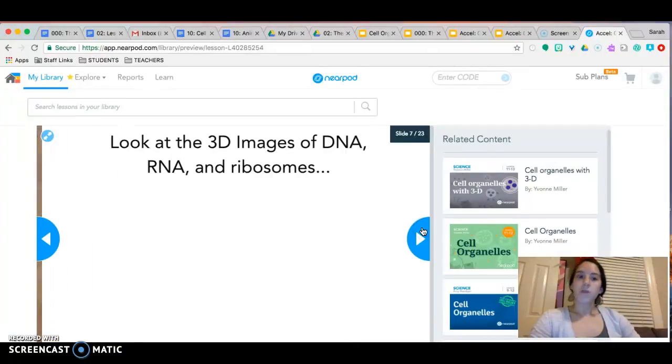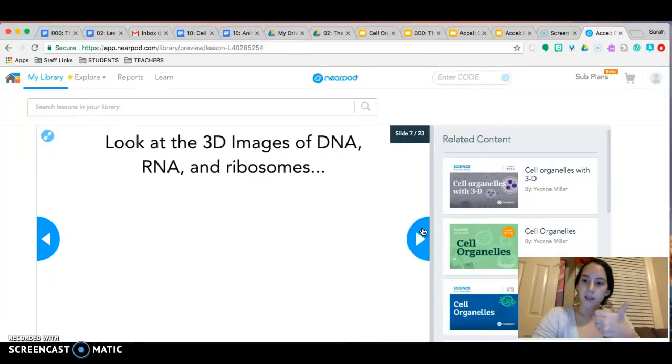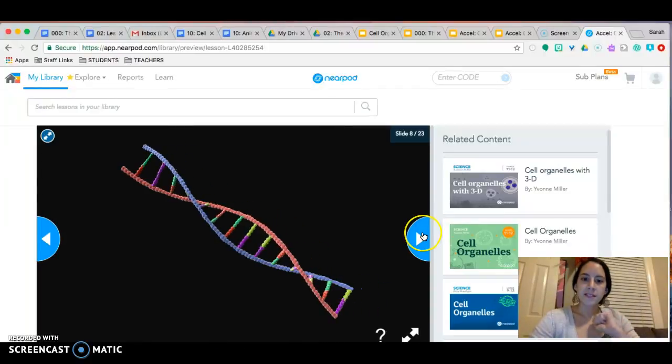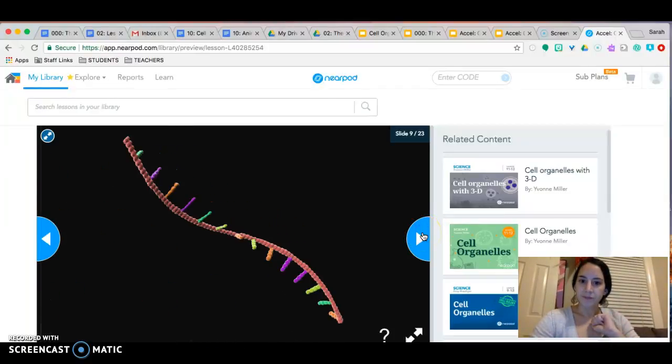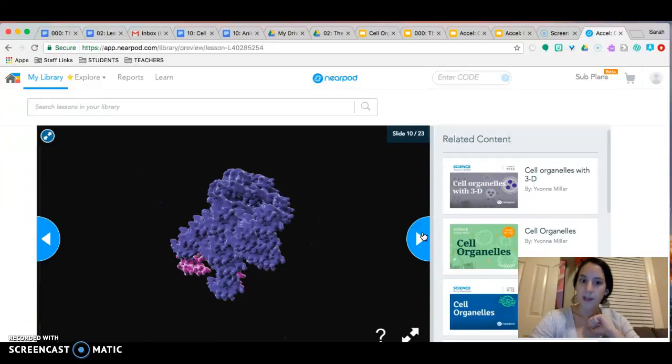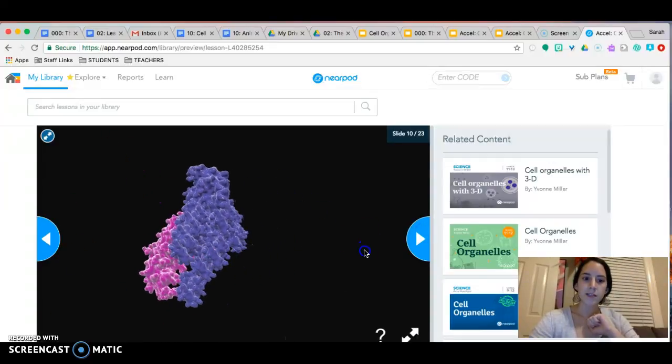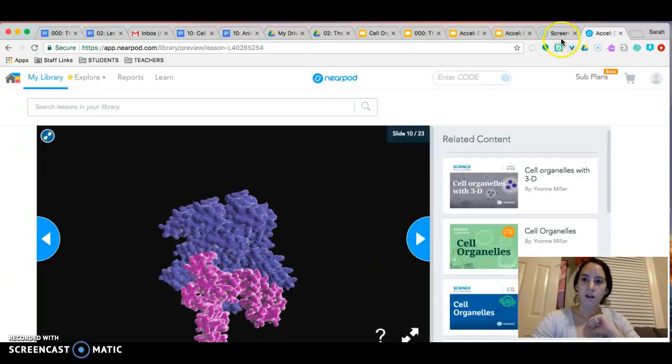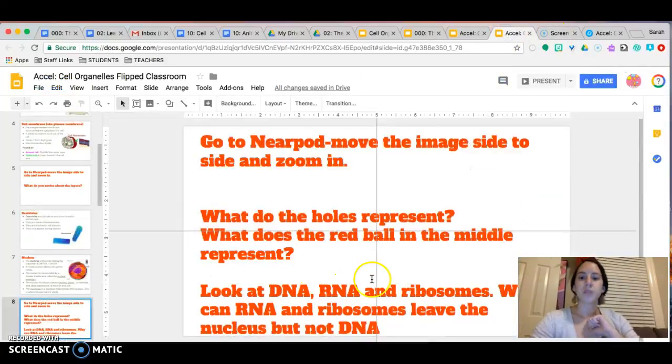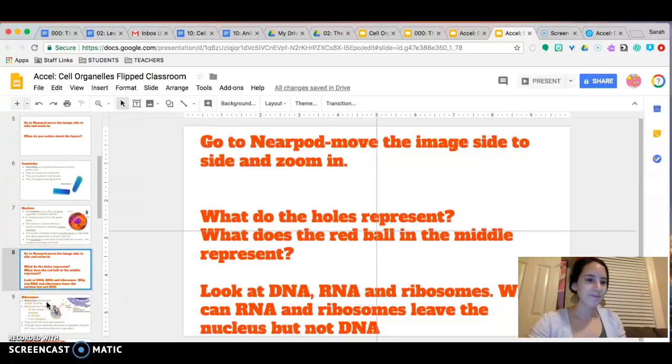You're next going to go ahead and look at a 3D image of DNA, RNA, and a ribosome. Looking at these images, we have DNA here, RNA here, and ribosomes here. Looking at these images and thinking of this, why do you think RNA and ribosomes can leave the nucleus through that nuclear envelope, those pores, but not DNA? Think a little bit, write it down, and come on back.